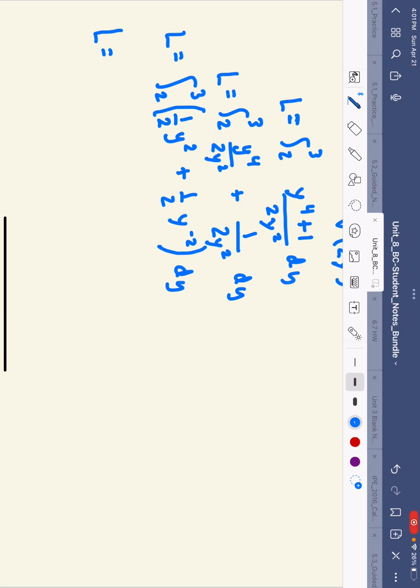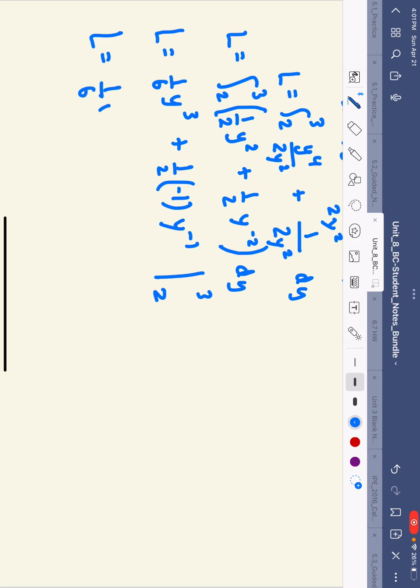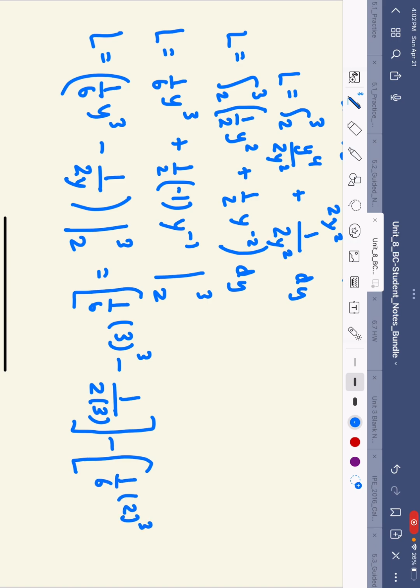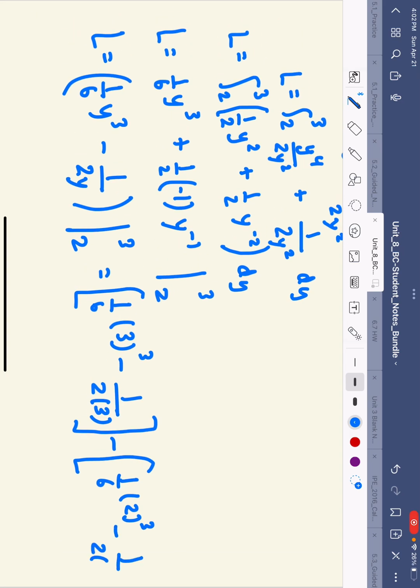So this is going to be y to the 3 over 3. So this is going to give us 1/6 y to the third. And then this one, when I add 1, I get negative 1. So I'm going to have a negative 1 being multiplied by that 1/2 y to the negative 1 from 2 to 3. And I'm going to simplify this just one more time before I use the fundamental theorem of calculus. I think I'm going to write this as 1 over 2y. Okay, so 1/6 times 3 to the third minus 1 over 2 times 3, minus 1/6 times 2 to the third minus 1 over 2 times 2.